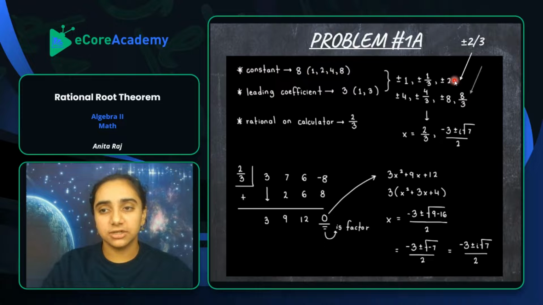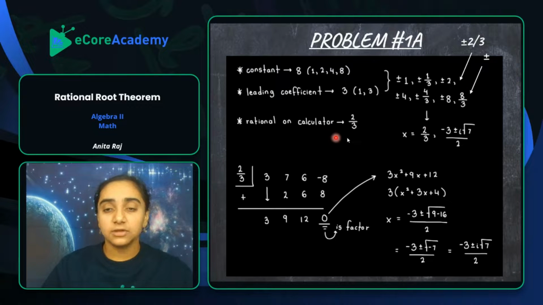And actually, I forgot to mention that I didn't include the plus or minus by accident when I was writing this out for you. So 1 over 1 is positive or negative 1. 1 over 3 is positive or negative 1/3. 2 over 1 is positive or negative 2. 2 over 3 is, you can see up here, positive or negative 2/3. 4 over 1 is positive or negative 4. 4 over 3 is positive or negative 4/3. 8 over 1 is positive or negative 8. And 8 over 3 is positive or negative 8/3. I forgot to include the positive or negative. Make sure you don't do that.